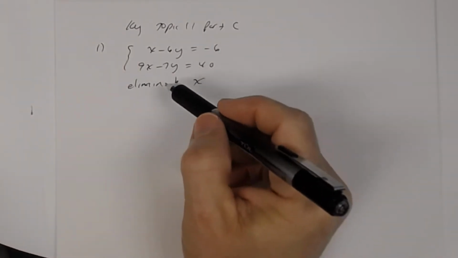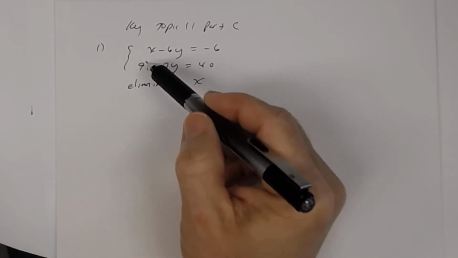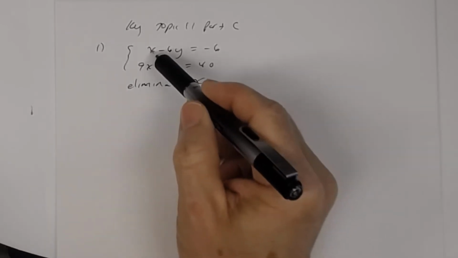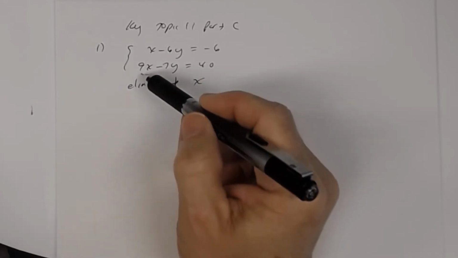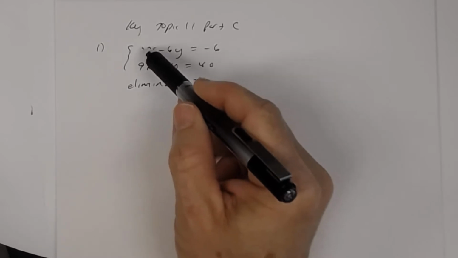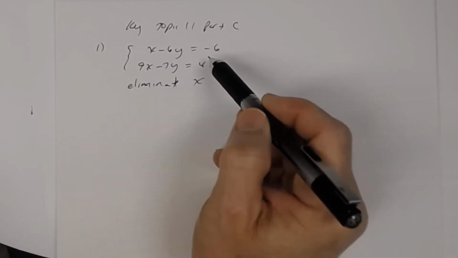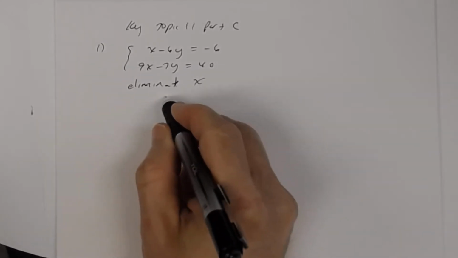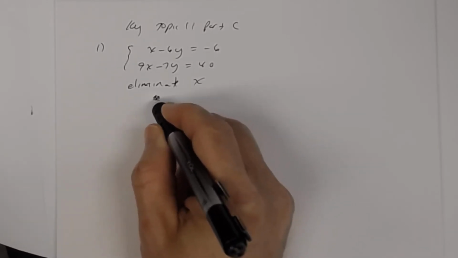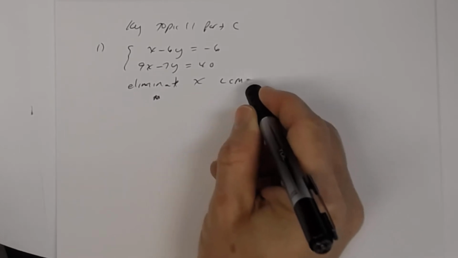And so basically what's going to happen now is this. You got to figure out what is the least common multiple of 1 and 9. So the least common multiple of 1 and 9 is 9. So that means that this is already 9. You need this to be a 9. So that means you're going to multiply both sides of the equation by 9. So to eliminate the x's, you're going to find the least common multiple, and the least common multiple is 9.